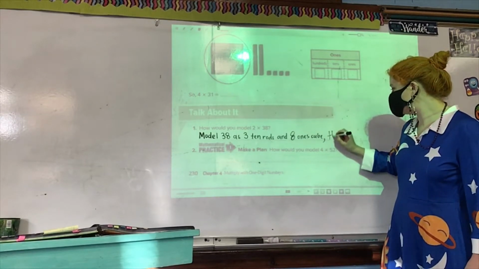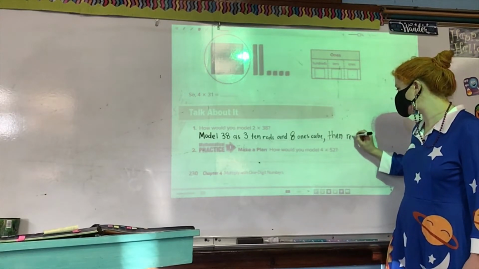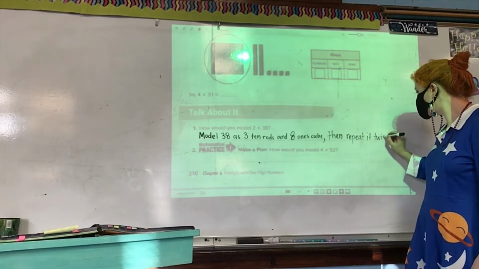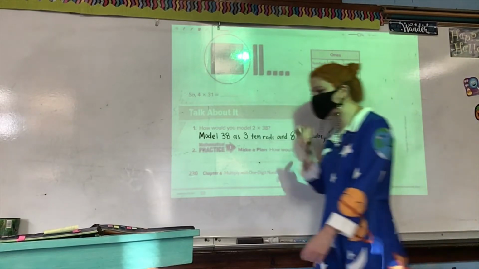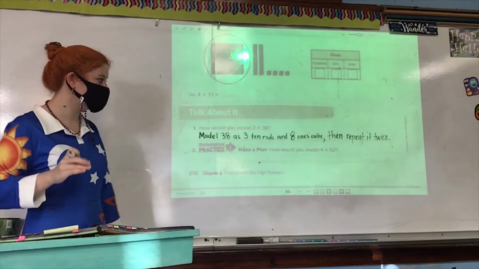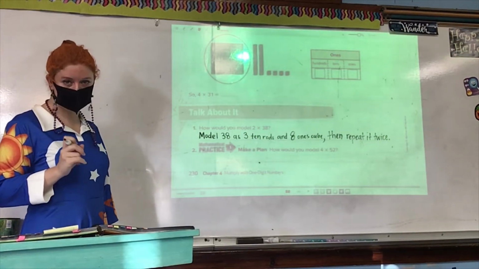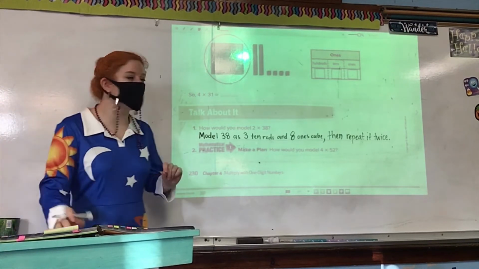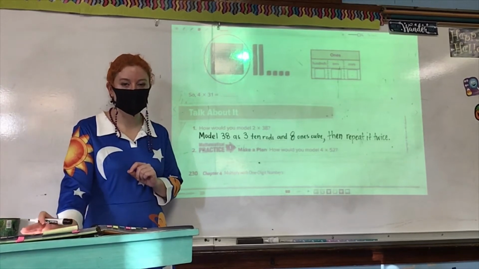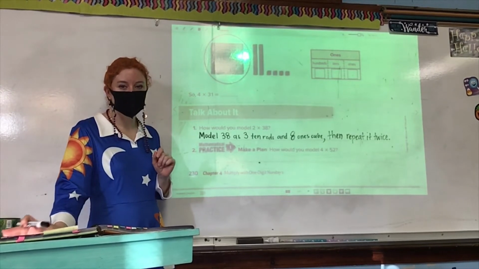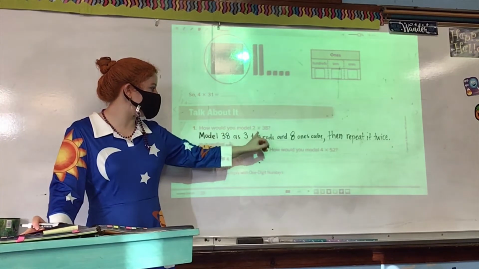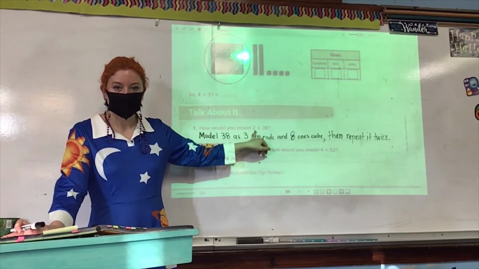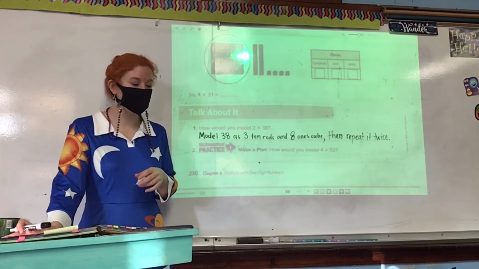And then, Smith, you told us to repeat it twice. Why are we repeating it twice, Smith? Because the problem is 2 times 38. Good. So we always model which number, Smith? Which factor? The larger factor. The larger factor, and the smaller factor tells us what? How many times to do it. How many times to repeat it. Good.